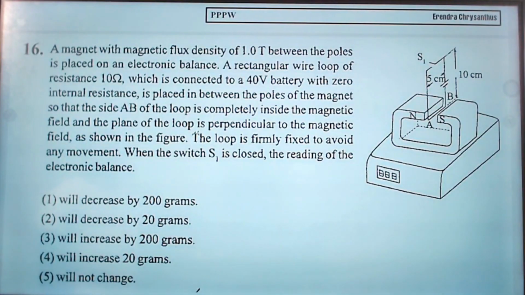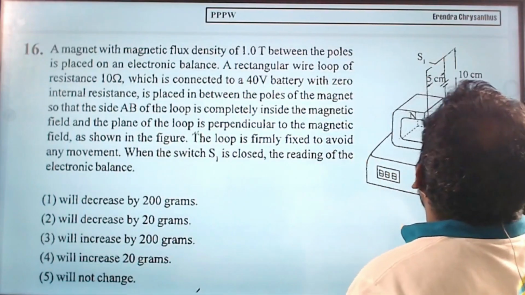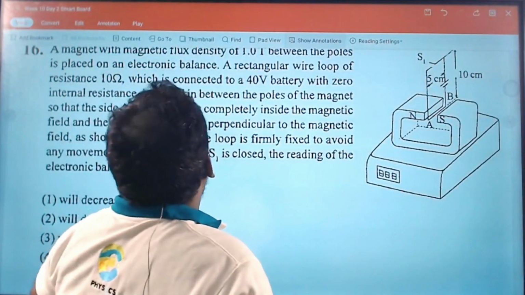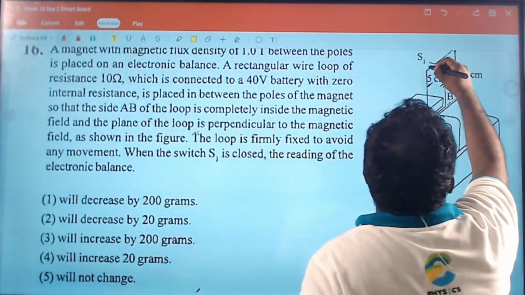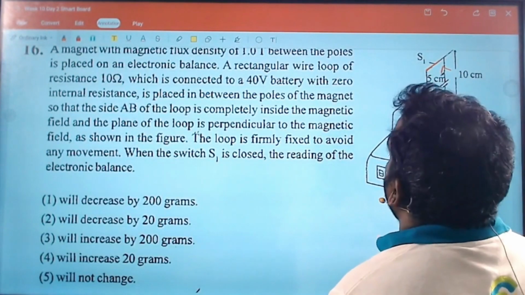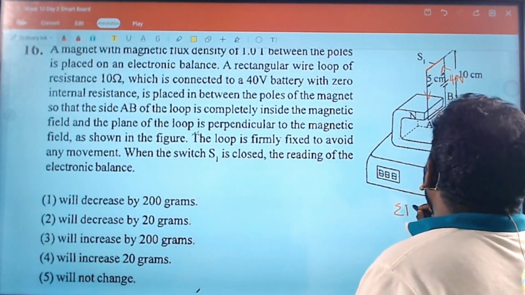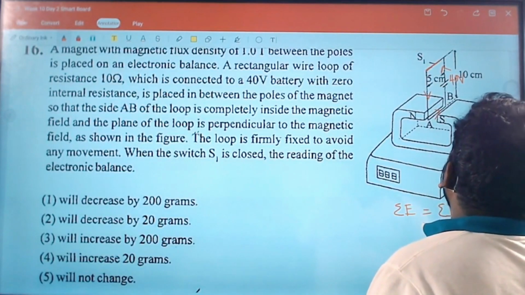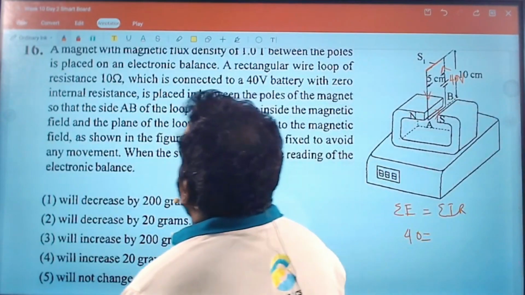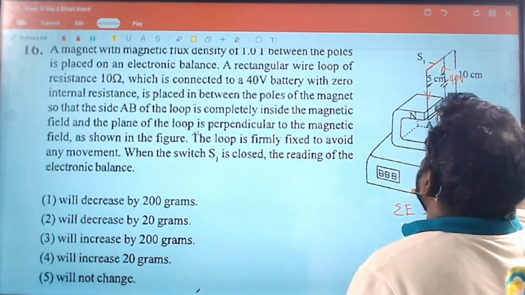A magnet of flux density 1 Tesla between the poles of an electronic balance. A rectangular wire loop. So what we can do here is first close this. Measure the current through the circuit. 40-volt battery. Sum of EMF, sum of potential differences. 40 is equal to current times resistance here.